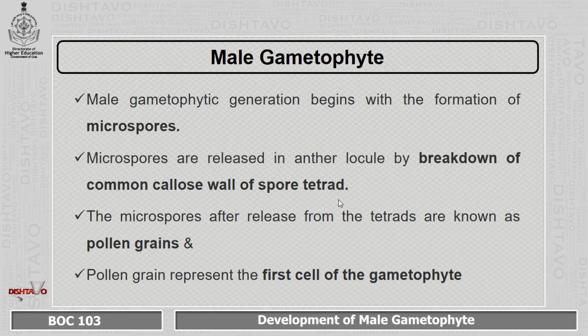When they are formed due to the divisions, they are attached as a tetrad, but when they want to have their individual identity, they need to be broken down and separated from each other. The microspore after release from the tetrad will be referred to as a pollen grain. Now, the pollen grain represents the first cell of the gametophyte.